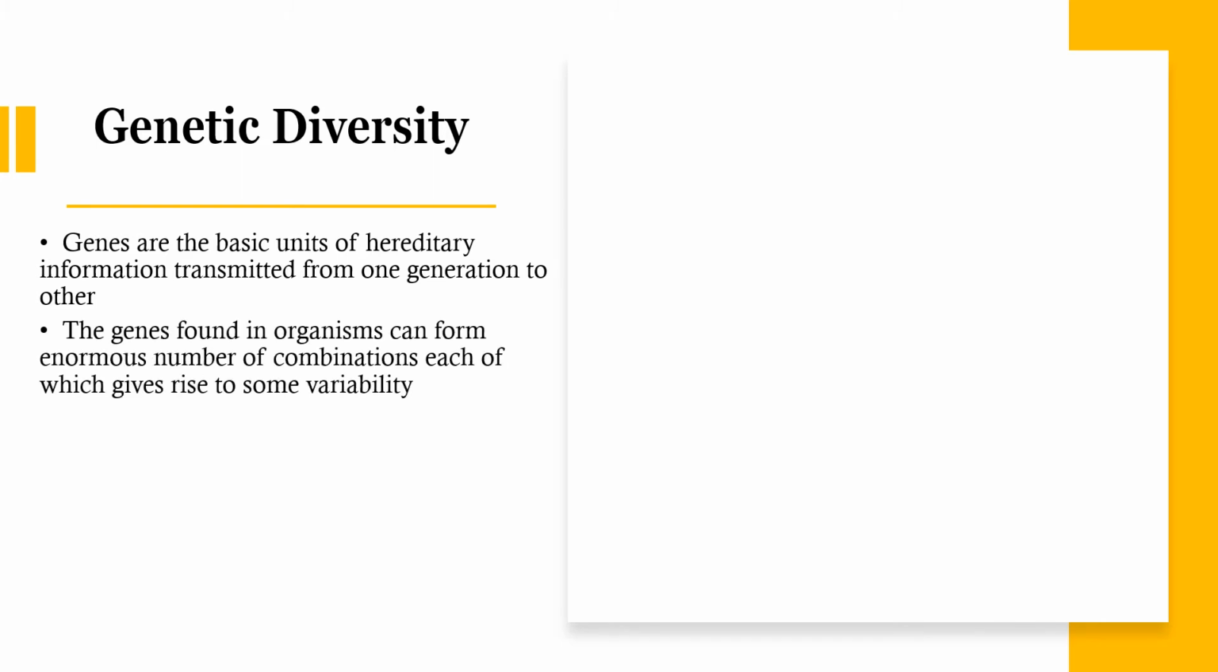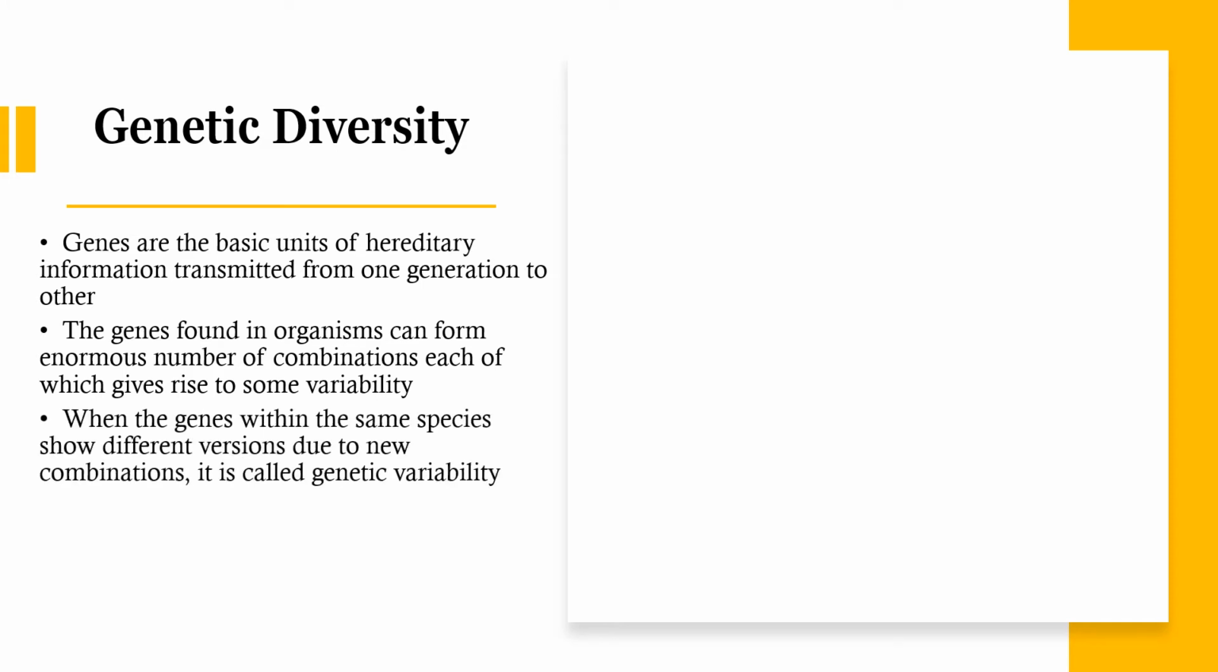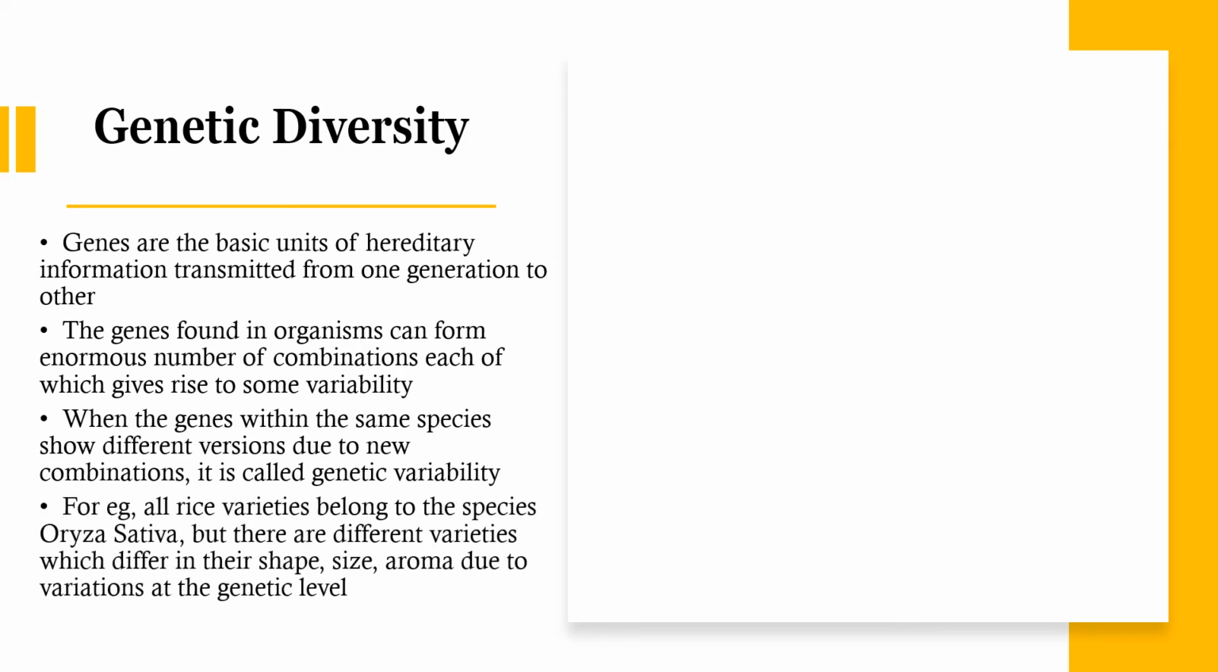The genes found in an organism can form an enormous number of combinations, each of which gives rise to some variability. Within an individual species, there are different varieties that are slightly different from one another. These differences are due to differences in the combination of genes. When the genes within the same species show different versions due to new combinations, it is called genetic variability.